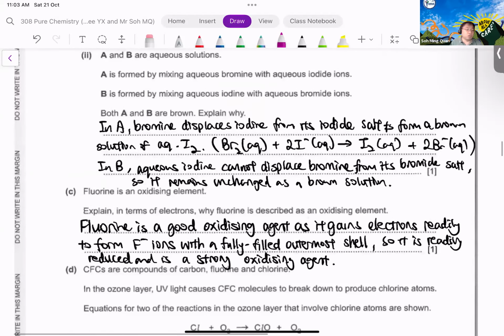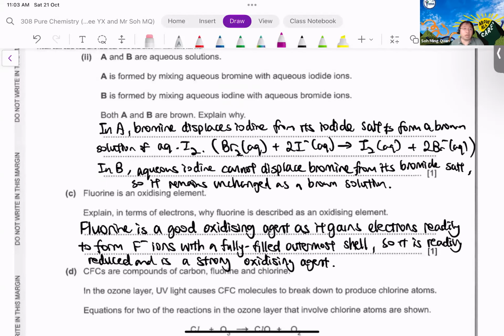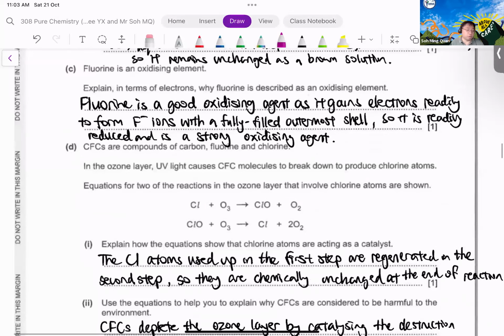Okay, next, I think part 2, most of you also know. Okay, bromine displaces iodine, right? So that's why you form a brown solution of aqueous iodine. Okay, and so on and so forth. I think B and C is not a problem. D also not a problem. I think most of you knew that.